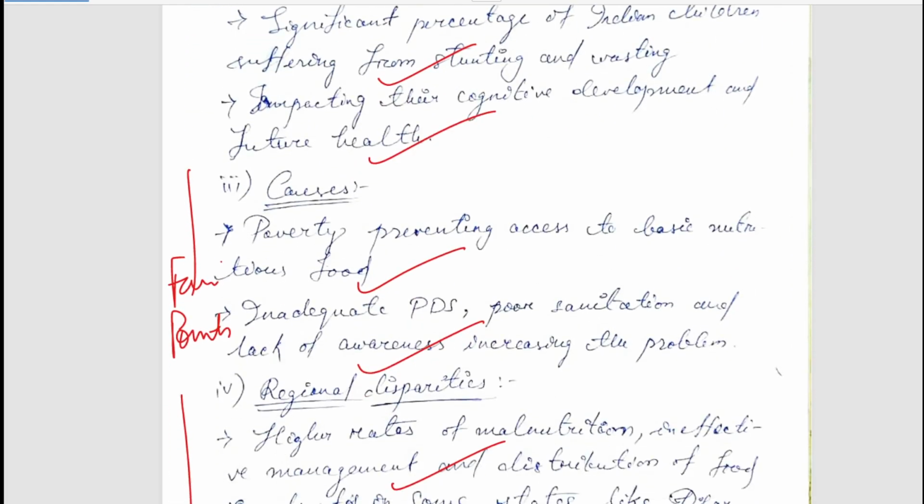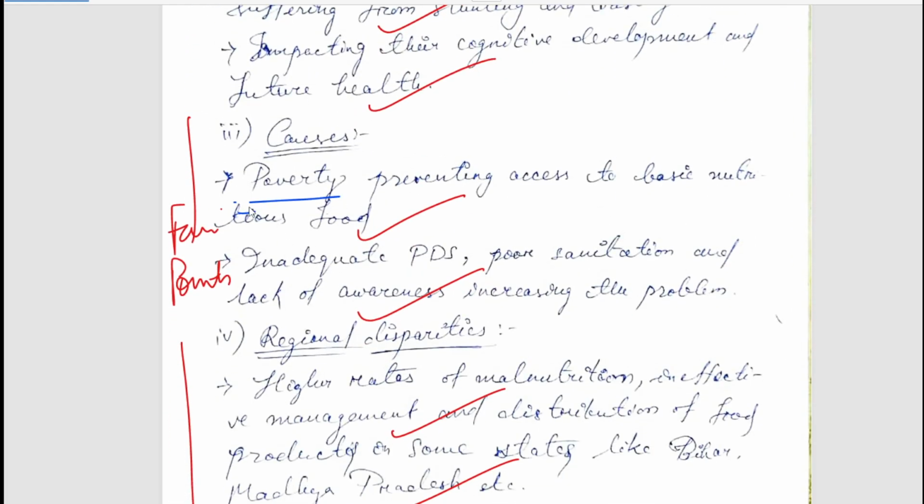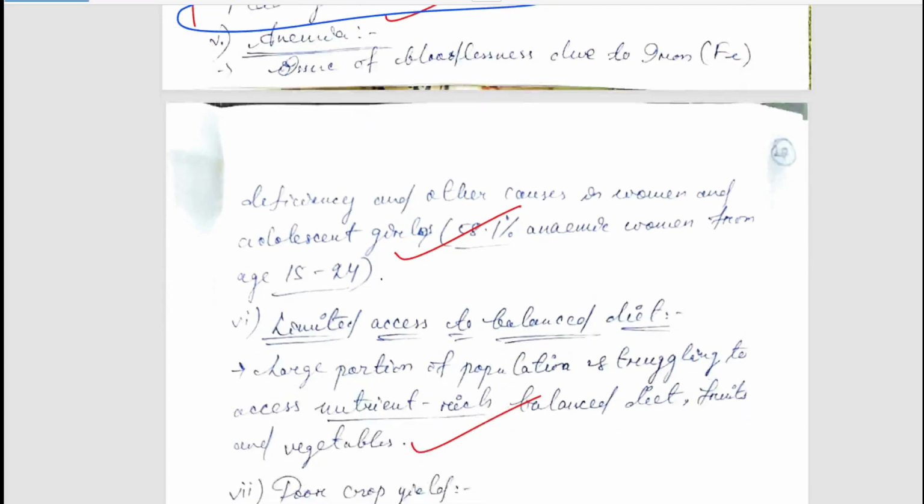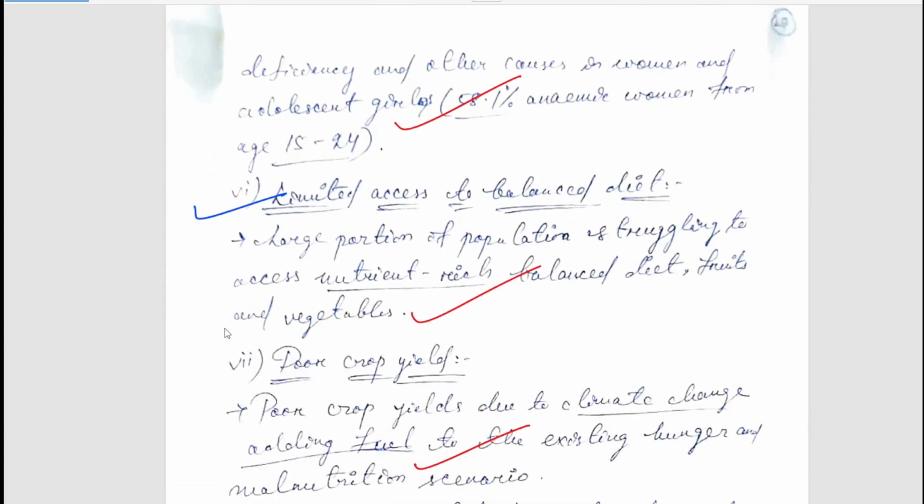Stunting and wasting. Causes have been mentioned. Obviously, poverty is one major cause. You need to get PDS, poor sanitation. Regional disparities have been mentioned. Some states are good while some states such as Bihar, Madhya Pradesh are not doing that well. Anemia has been mentioned. Limited access to balanced diet, poor crop yield.